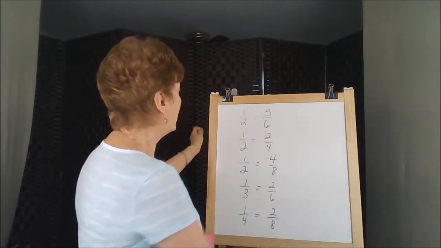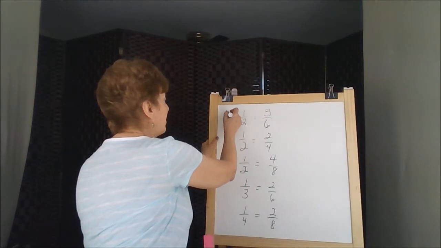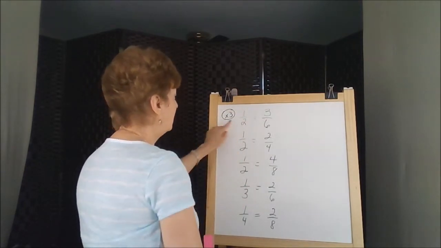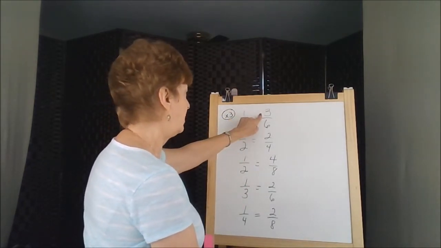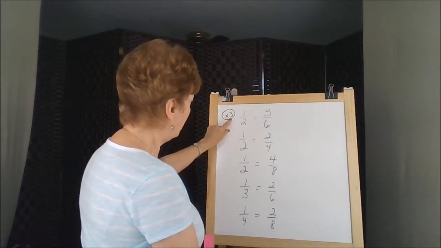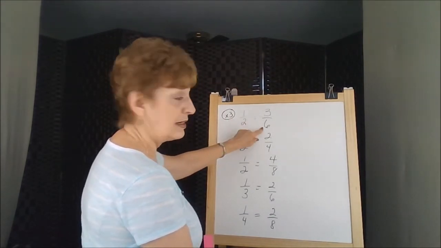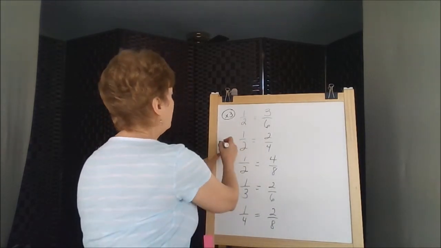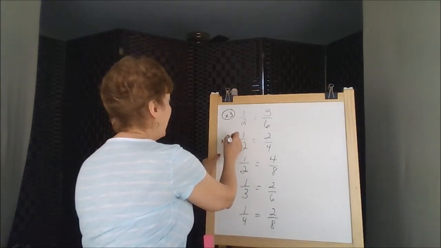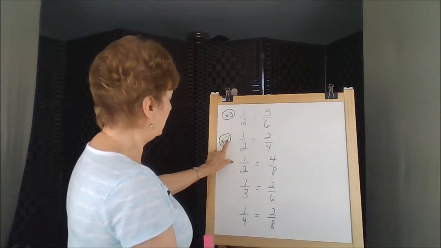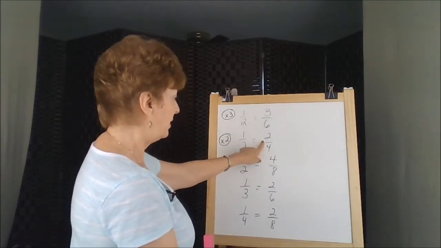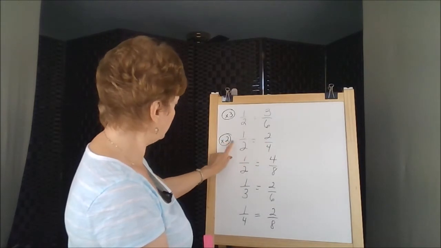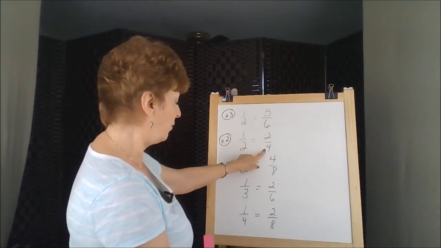In this case, we multiplied the top number by 3. 1 times 3 is 3. And used it again. 3 times 2 gives us 6. In this case, we multiplied both the top and the bottom by 2 this time. 2 times 1 equals 2. 2 times 2 equaled 4.